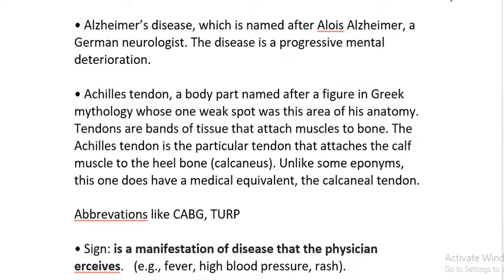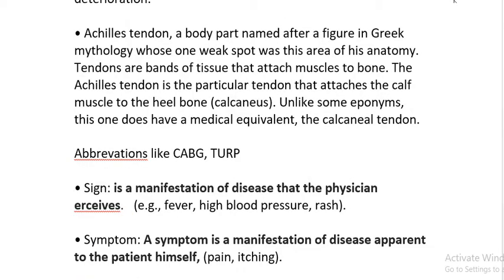For example, if you take the Achilles tendon, a body part named after a figure in Greek mythology whose one weak spot was this area of his anatomy. Basically, tendons are bands of tissue that attach muscles to bone. So the Achilles tendon is the particular tendon that attaches the calf muscle to the heel bone. Unlike some eponyms, this one does have a medical equivalent, the calcaneal tendon. The calcaneal tendon is a tendon in the heel bone.